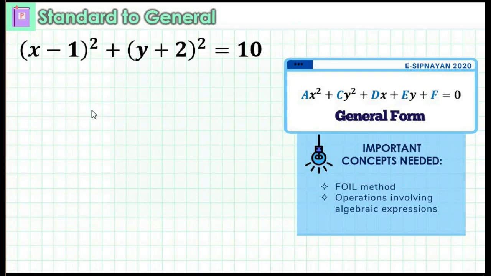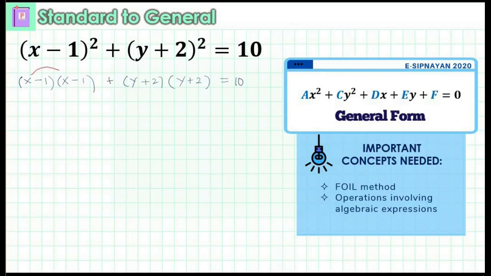So we start by expanding quantity x minus 1 squared. So that will be written as quantity x minus 1 times quantity x minus 1. We do the same for quantity y plus 2 squared. It will be expanded by writing it as quantity y plus 2 times quantity y plus 2 equals 10. Then afterwards, we are going to do the FOIL method.